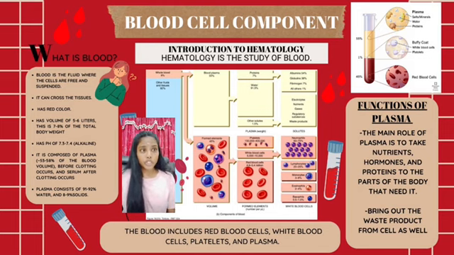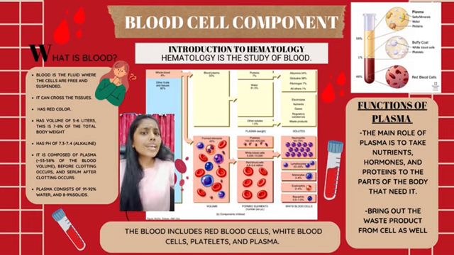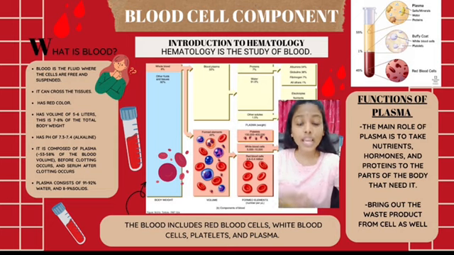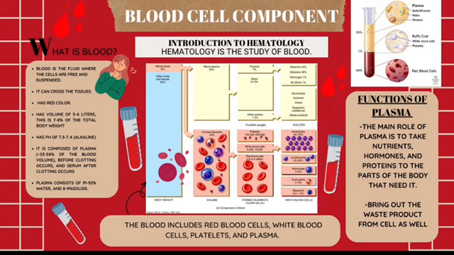Plasma is the liquid portion of blood without cells. So it only contains water, electrolytes, nutrients, metabolic waste products, vitamins, enzymes, and also hormones. This plasma also contains proteins such as fibrinogen, albumin, globulin. The main role of plasma is to take nutrients, hormones, proteins to the parts of the body that need it. The blood includes red blood cells, white blood cells, platelets, and plasma.